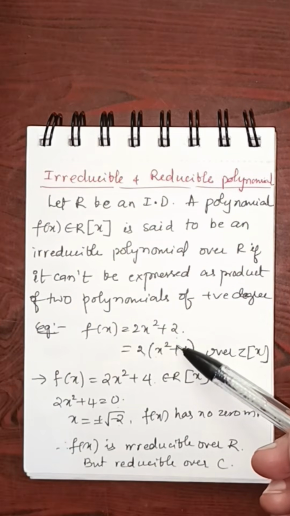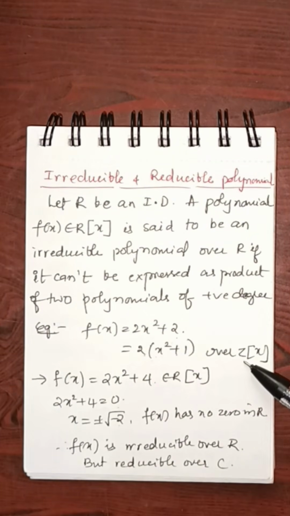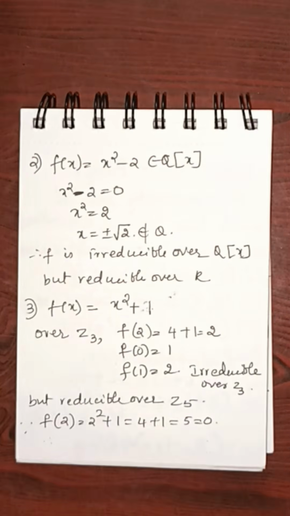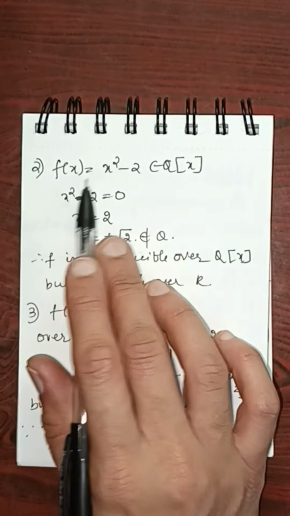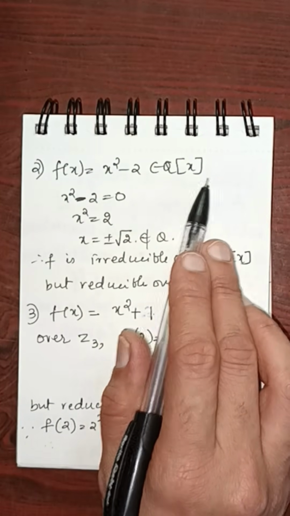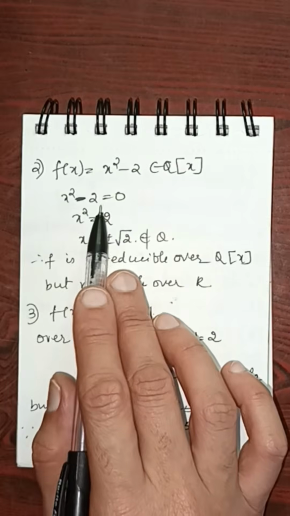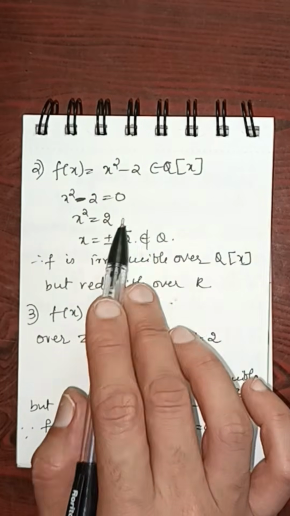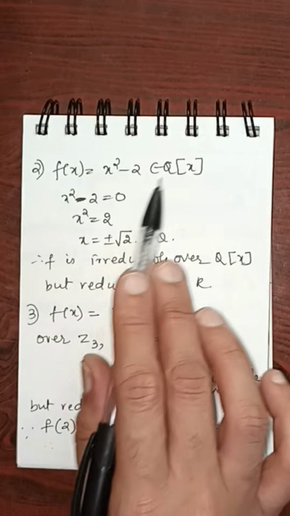Similarly, you can check this polynomial does not have any root in Z of x. Hence, this polynomial is irreducible over Z. Consider this polynomial f of x as x square minus 2. This belongs to Q of x, the polynomial ring. Now you equate this polynomial to 0 and check whether this polynomial has a root in Q, or a 0 in Q.